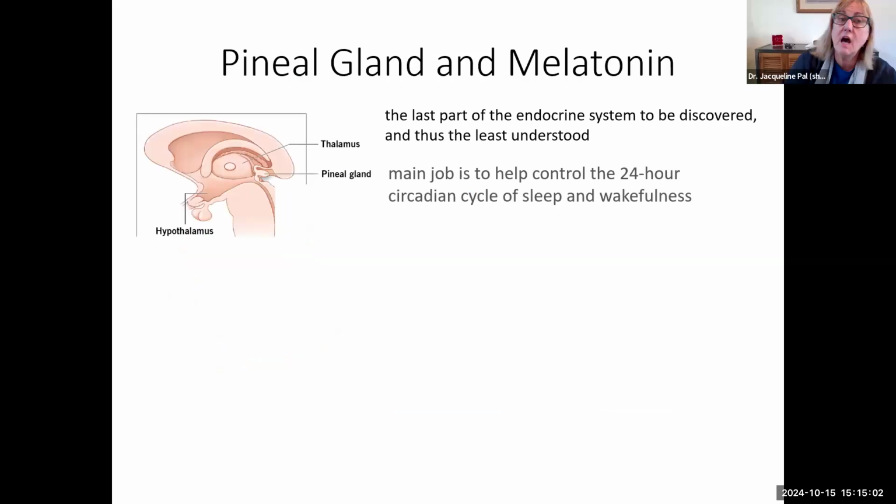Moving on, let's talk about the pineal gland, which is right behind the thalamus. It was one of the last parts of the endocrine system to be discovered, and therefore, we don't understand a whole lot about it. We know the main job is to help control the 24-hour circadian sleep wakefulness cycle. It's not a freaking alarm clock like many people think it is. And it helps control it, it doesn't do it all on its own.